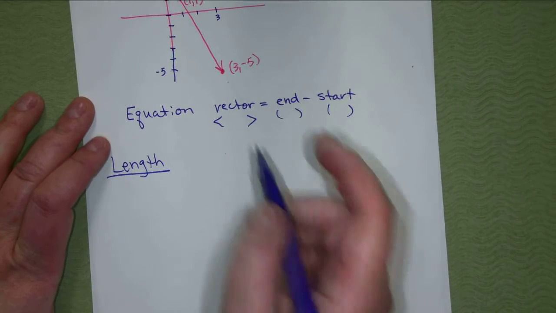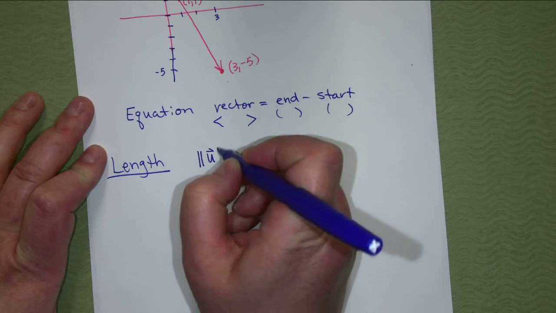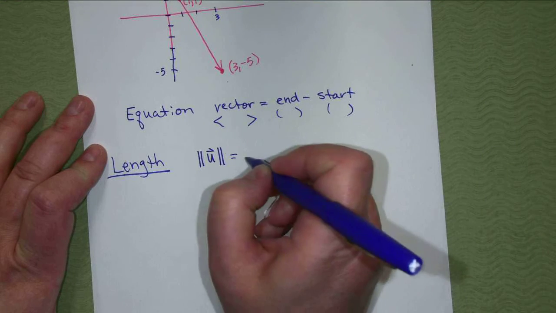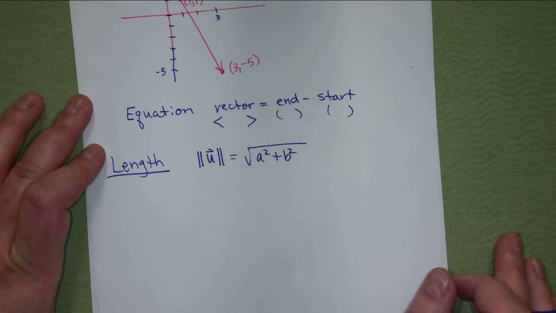So the formula for the length is, this is like a double absolute value bracket. So the absolute value of the vector is the square root of a squared plus b squared.